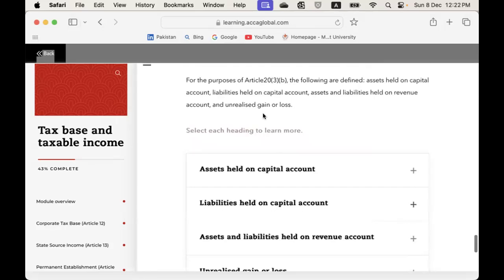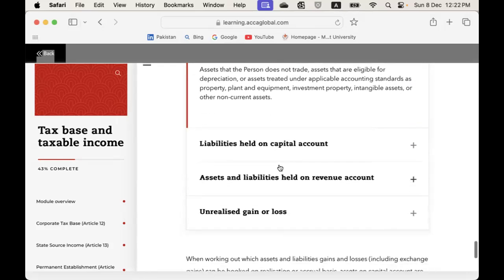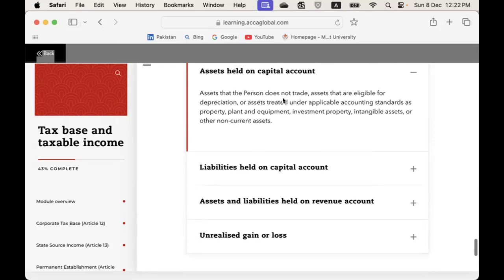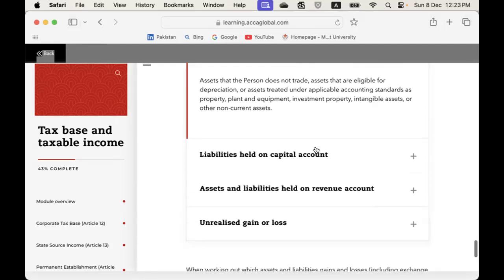Another rule: for the purpose of Article 20, the following are defined: assets held on capital account, and liabilities. Let's look at assets that the person does not trade, assets that are eligible for depreciation, or assets treated under applicable accounting standards as property, plant and equipment, investment property, intangible assets, or other non-current assets. Clear? These are assets held on capital account.